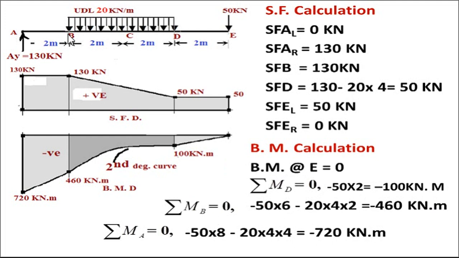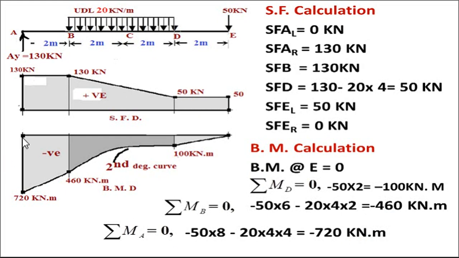Now take moment at B point. Where is B point? This is B point. So you have to take moment about B. So minus 50 into distance from B to E is 6. Minus 50 into 6 minus 20 into 4. UDL is spread over 4 meter. 20 into 4 into half of UDL distance 2. You will get moment at B point.